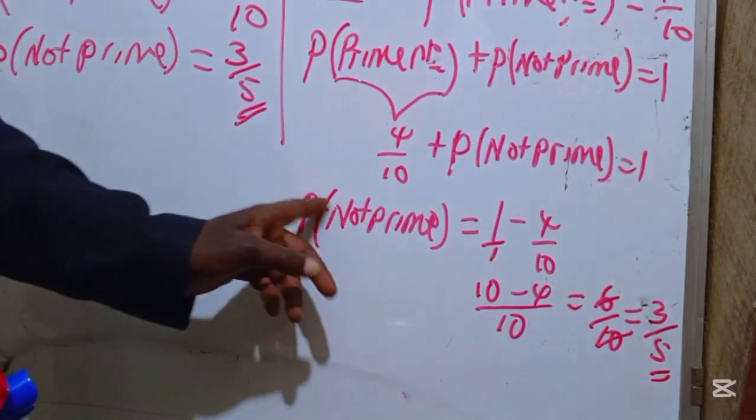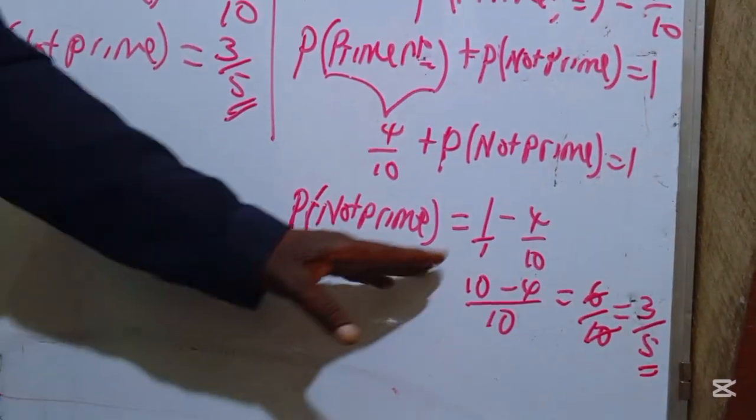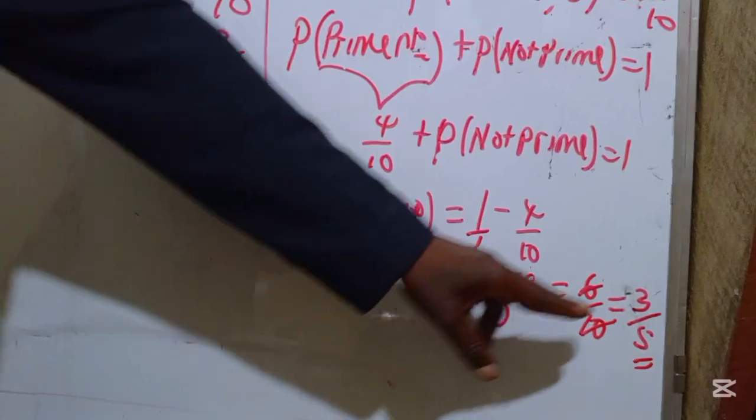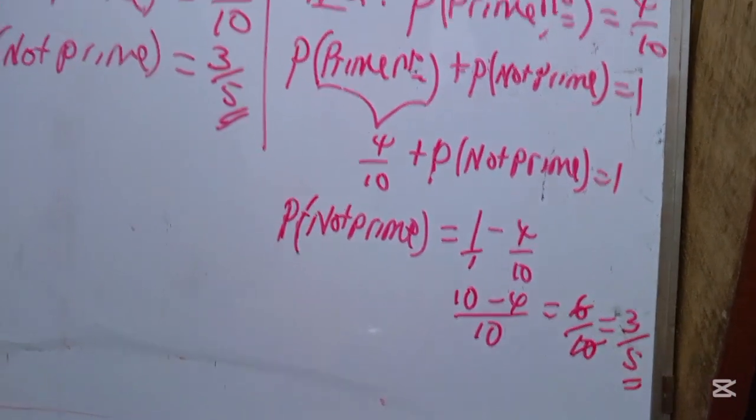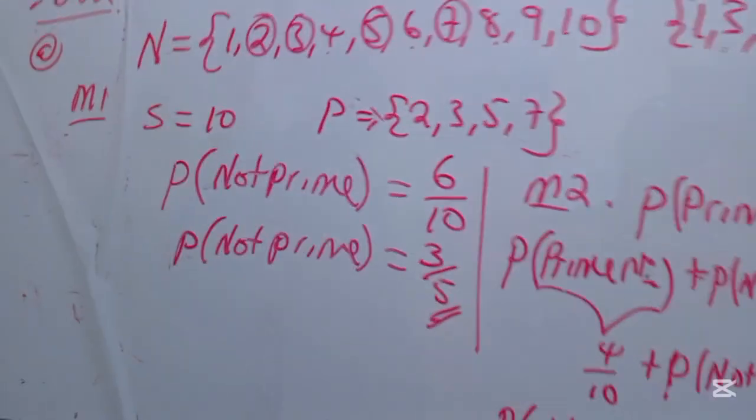So I'll put the like terms together. This goes there, becomes a negative. Common denominator is 10. When you do the needful, you'll get that one. Another method is whereby by just on the set, we came up with this figure.